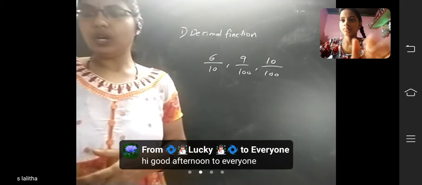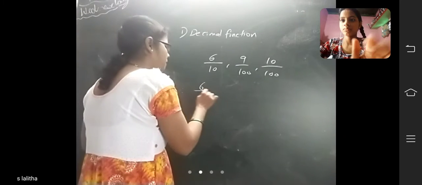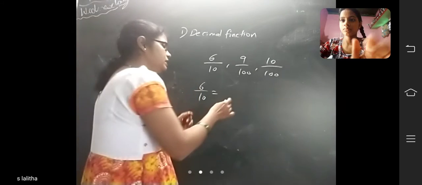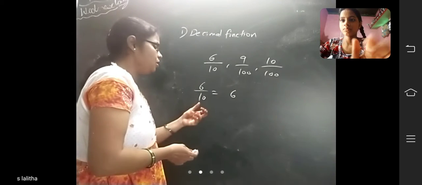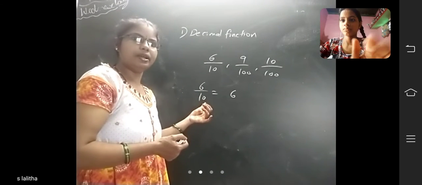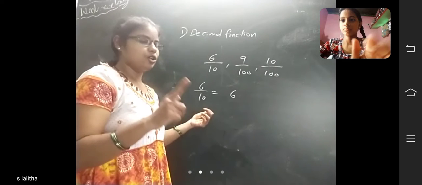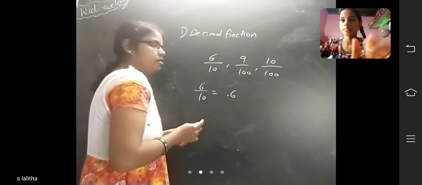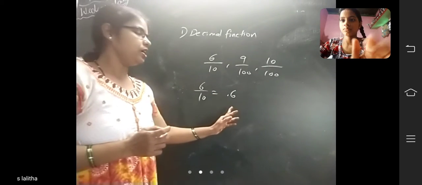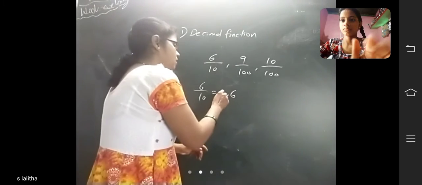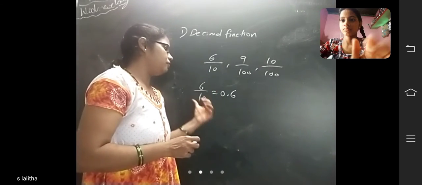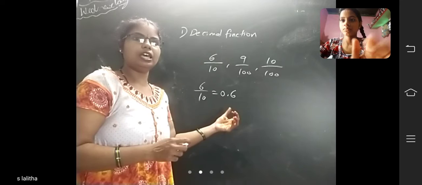So the decimal fraction 6 by 10 can be written as a decimal. How can you write it? Here the numerator is 6 and the denominator is 10. 10 has how many zeros? Only 1 zero. So you have to put the decimal point one digit up from the right side. So 0.6. This is the decimal fraction written as a decimal. So this is called a decimal fraction.